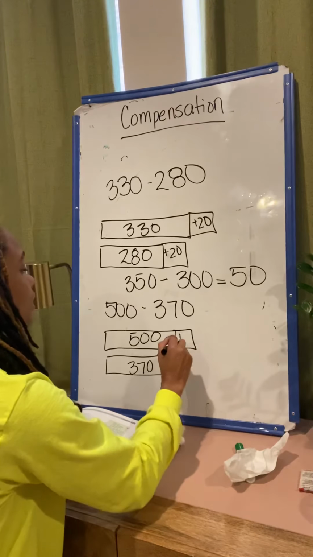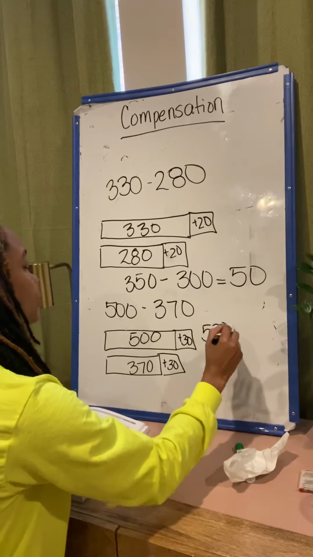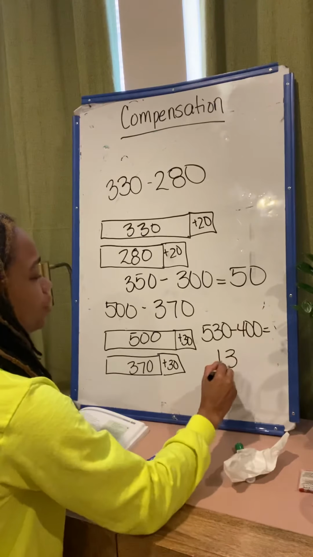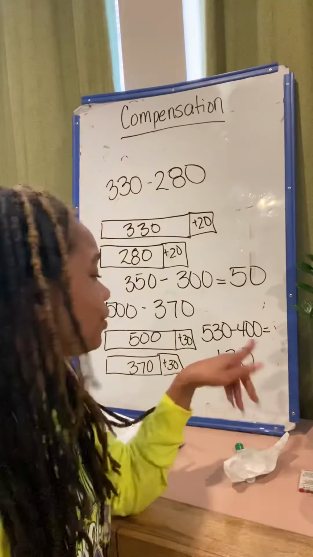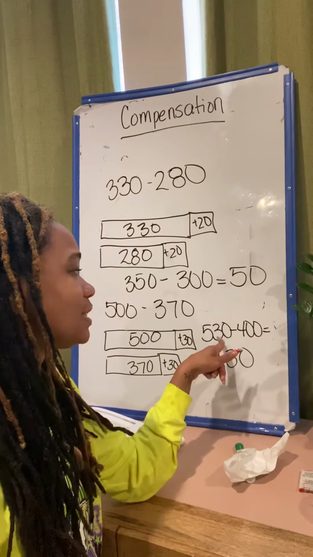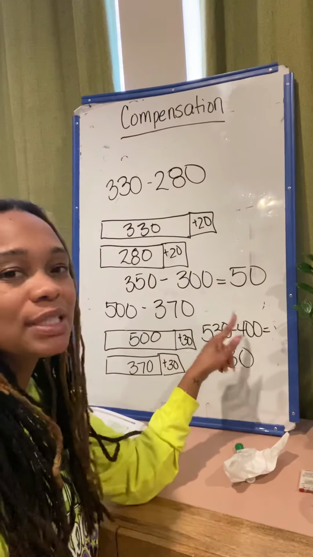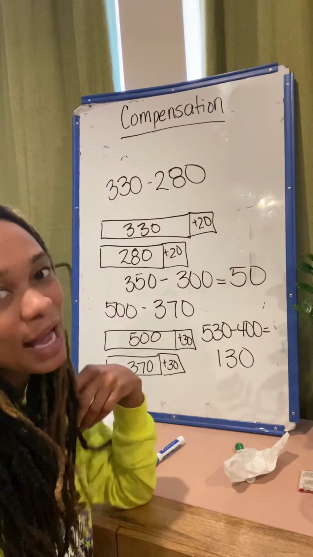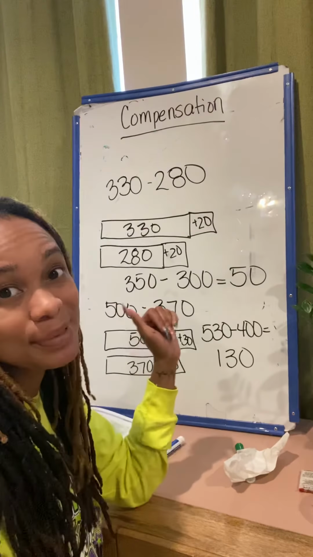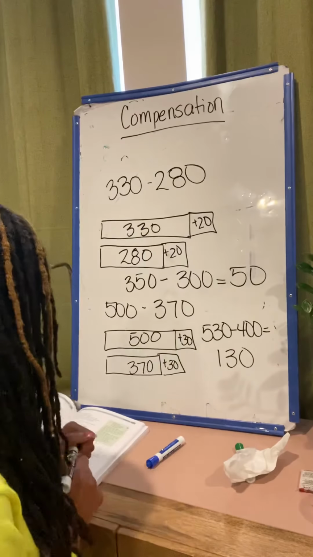We need to add the same thing. So that, therefore, my new number sentence will be 530 minus 400, which is 130. I know that 0 ones minus 0 ones equals 0 ones. 3 tens minus 0 tens, I still have 3 tens. 500 minus 400, I have 100. I can solve this problem mentally in my head after doing compensation. So compensation helps to make the problem easier to solve.